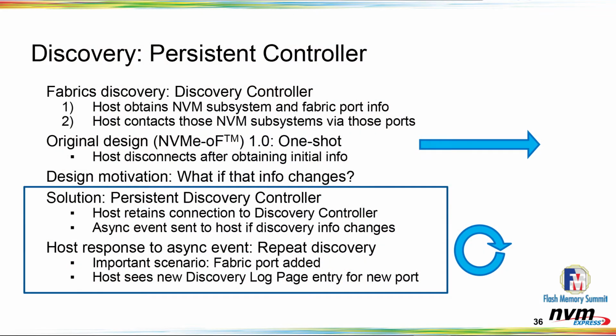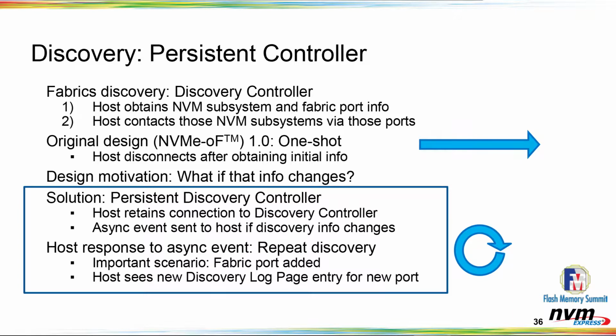Persistent controller. If we look at Fabrics, the whole point of Discovery Controller is to tell the host what's out there. The host talks to Discovery Controller, it gets a list of NVM subsystems and Fabric ports to contact, it goes and contacts them. Very simple, one-shot discovery. The host goes out, figures out what to talk to, says thank you very much, and carries on. Question, what happens as that information changes?